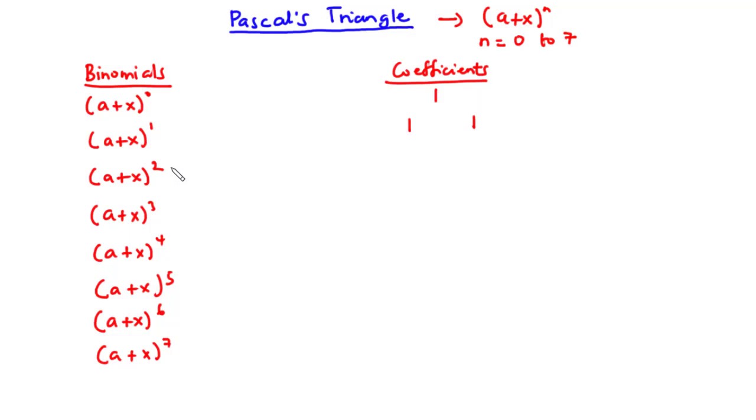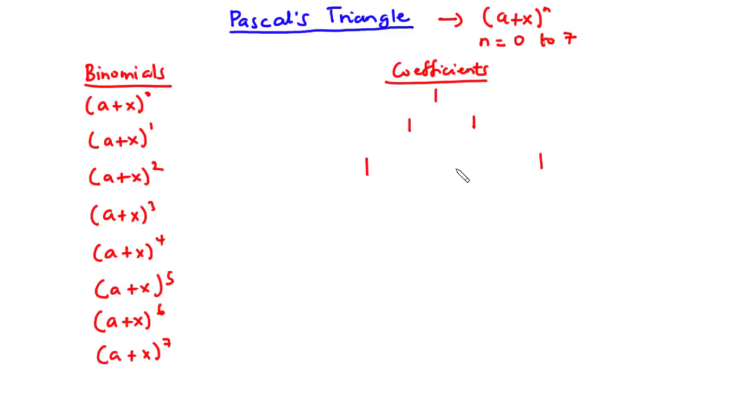Now let's move on to the third binomial, which is a plus x to the power 2. We are supposed to have 3 coefficients, and we know that the extreme coefficient values are supposed to be 1. So let's write 1 and then 1. Now how do we find the middle number?